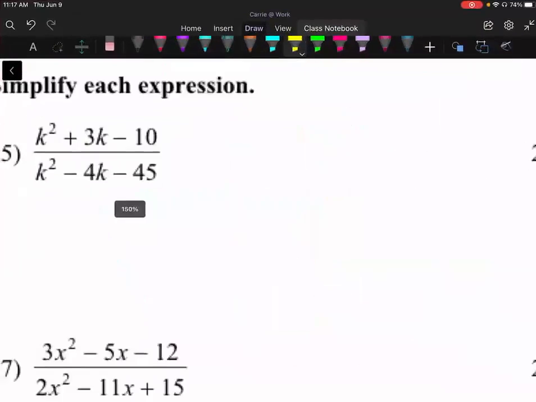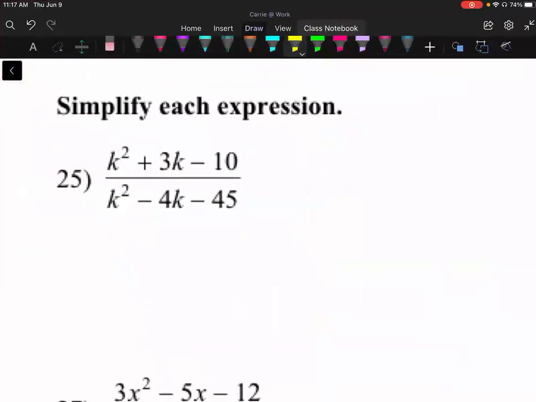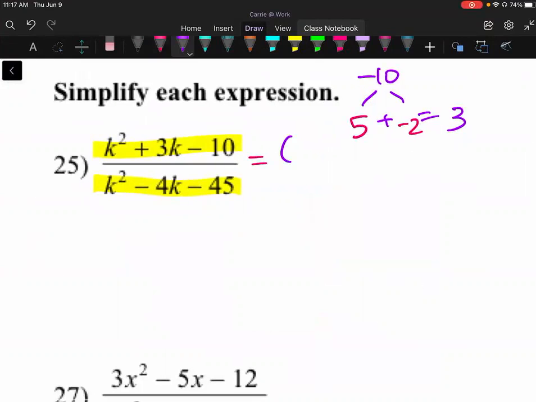What we're going to be doing is we're going to factor the numerator and the denominator, and then we're going to simplify. So factoring this and this separately. First one, I want two factors of -10 to add to give me 3. So that is going to be 5 and 2. Gonna go ahead and jump to this. We're gonna get k plus 5, k minus 2.